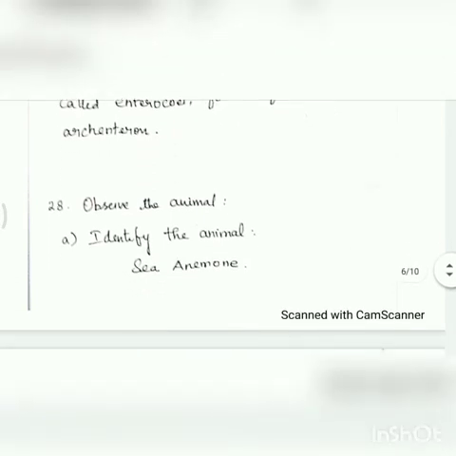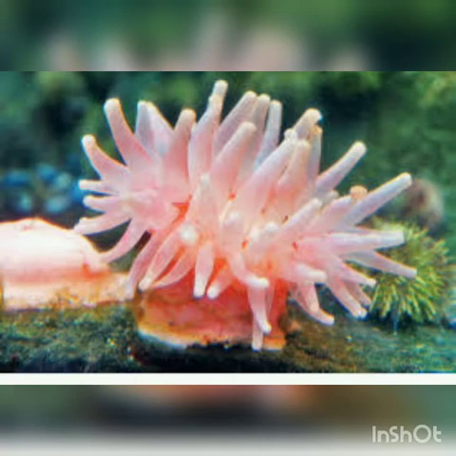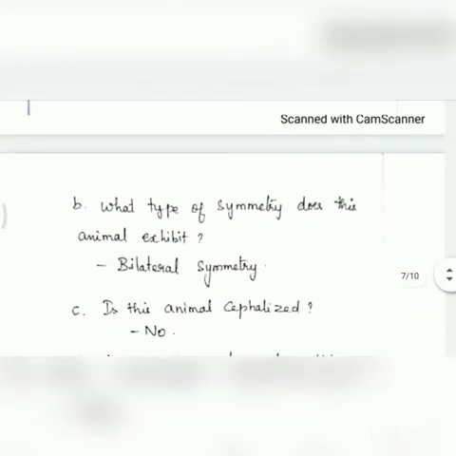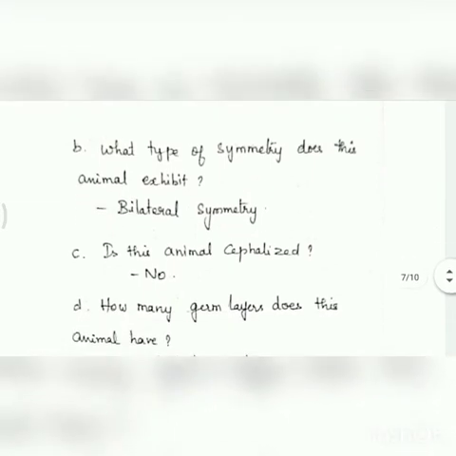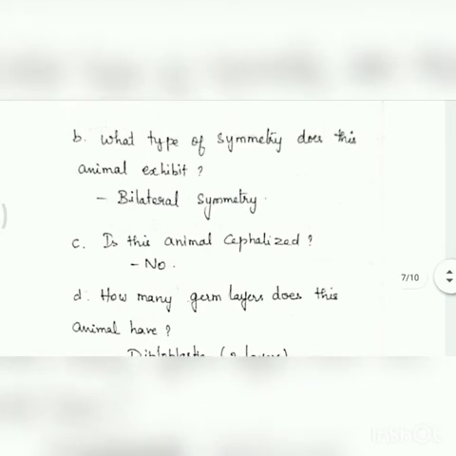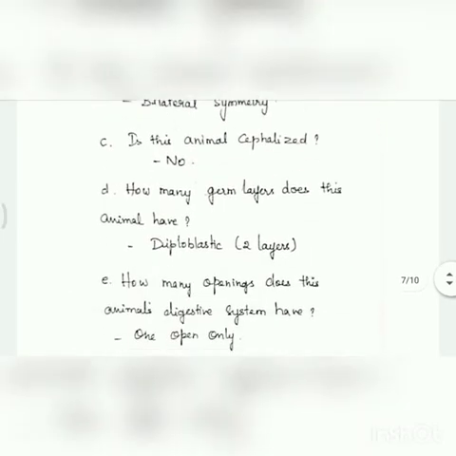One picture is given. Observe the animal and answer the questions. So they have given this picture. What is this? Name this animal. This is a sea anemone. What type of symmetry does this animal exhibit? This exhibits radial symmetry. Is this animal cephalized? Cephal means a head. So does it have a head? No.